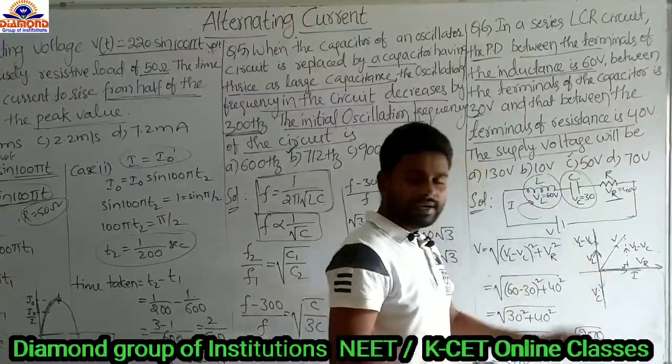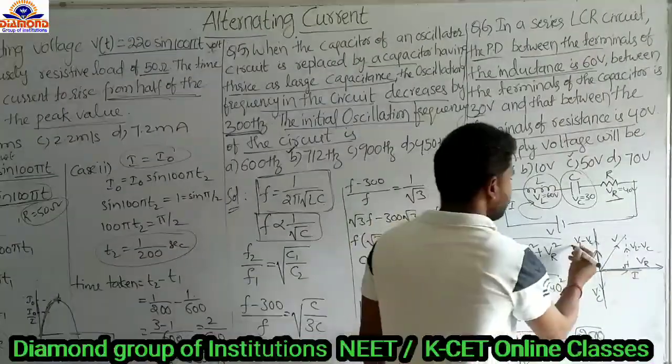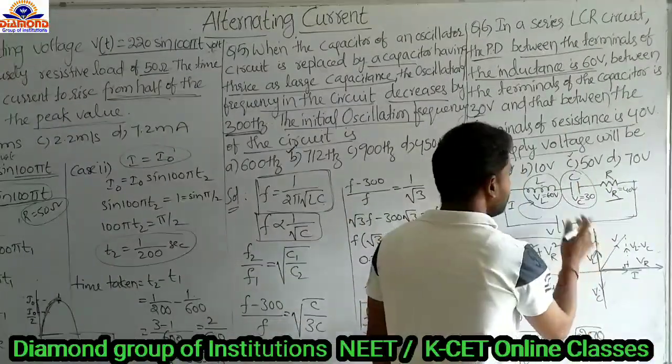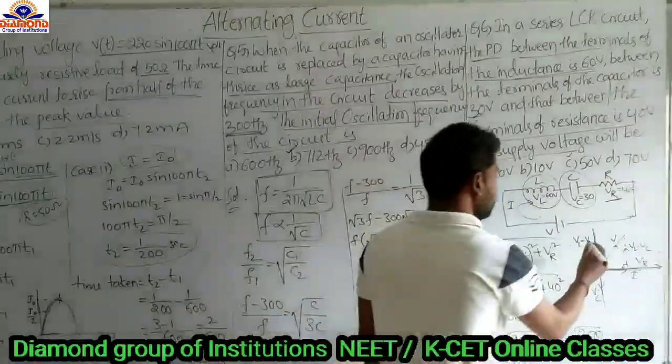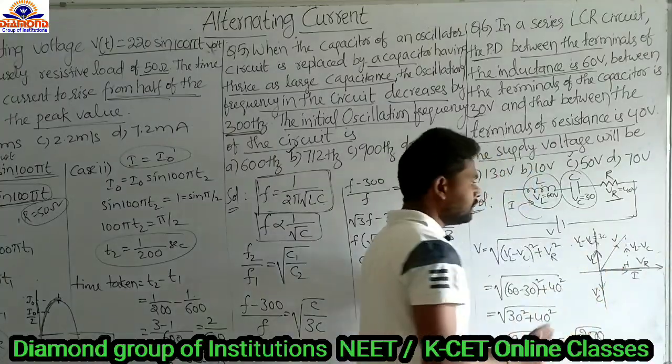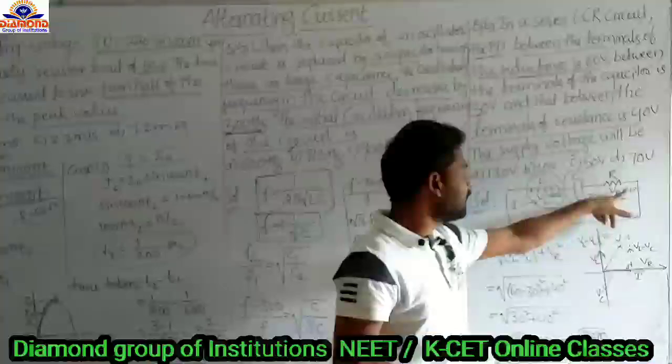Which is more? VL is more. So the resultant is in the upward direction only. That means VL minus VC is in the upward direction. What is that value? 60 minus 30, we get 30. VL minus VC is 30 volt in the upward direction. And VR is in the positive x-axis direction, with a value of 40 volt.